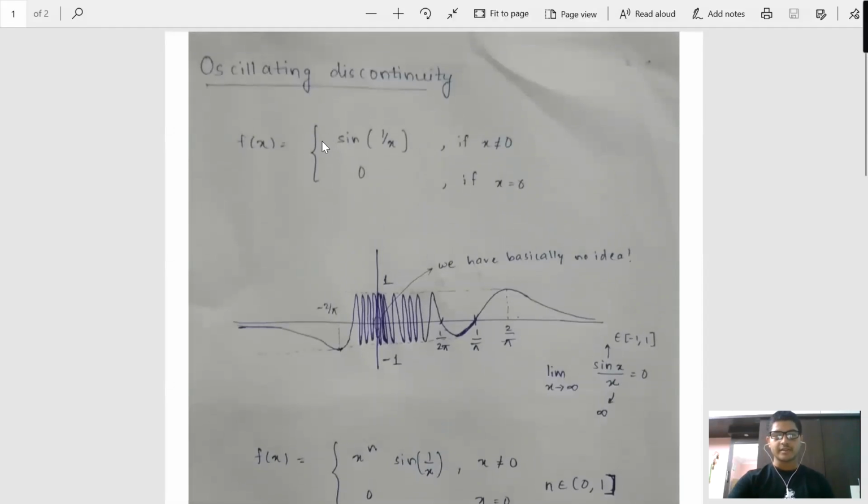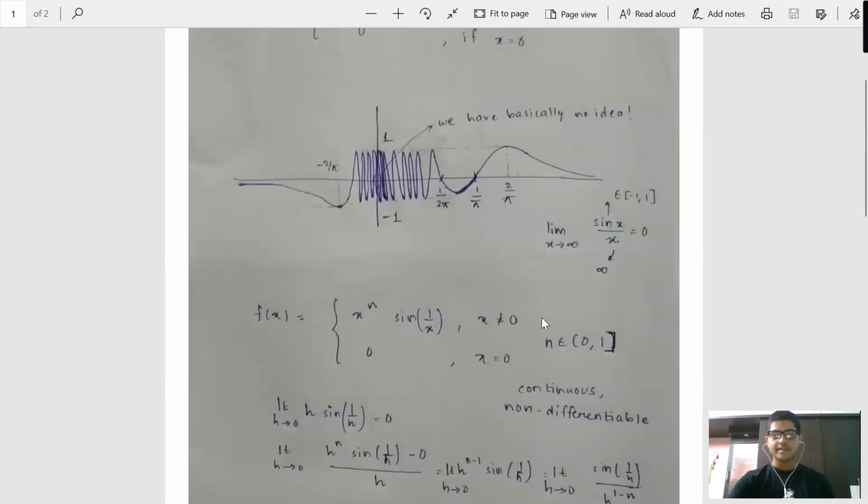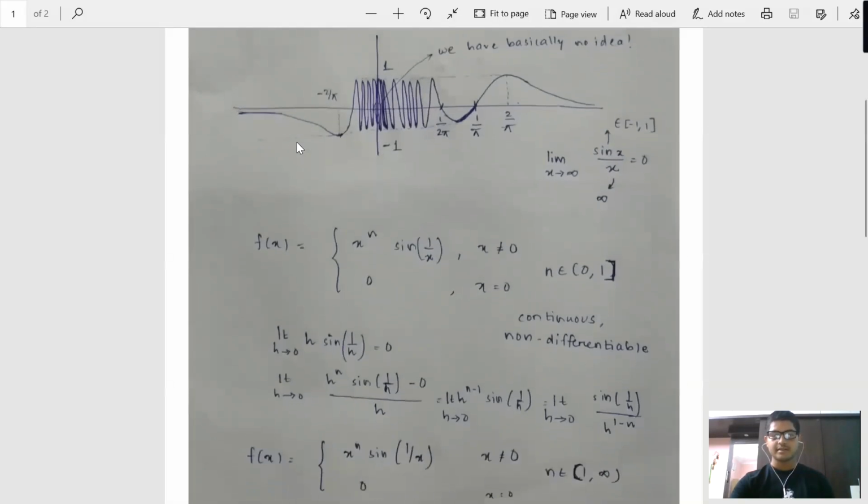Here there is x to the power 0. So here what I have considered, n belongs to (0, 1]. 0 is no more included. 0 is open, 1 is closed. So 1 is included. So what I want to say here is that this function is continuous and non-differentiable when n belongs to (0, 1], 0 open, 1 closed. Why so? Let's see the explanation. It is just below there.